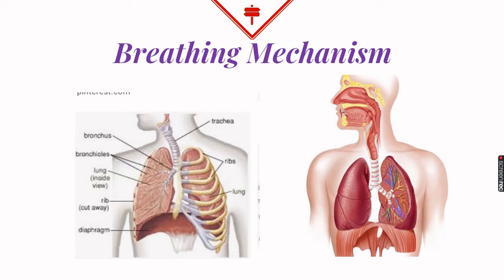Now, when the muscles contract, it becomes flat. Flat means it will move a little down. As a result, the chest cavity volume will increase. So, with the movements of ribs and the diaphragm, we can change the volume of the chest cavity. As a result, pressure will also vary during these movements and the breathing will occur.